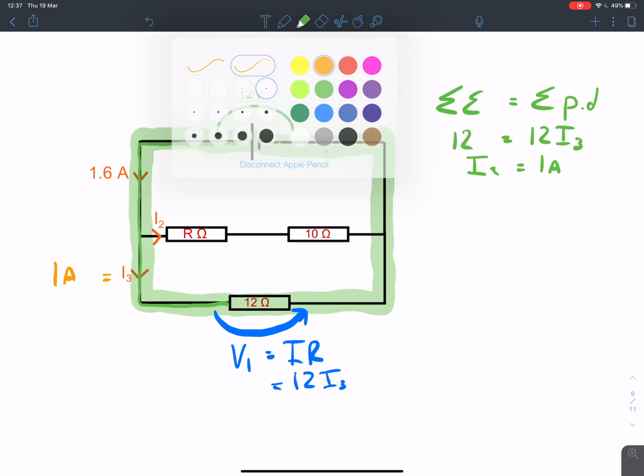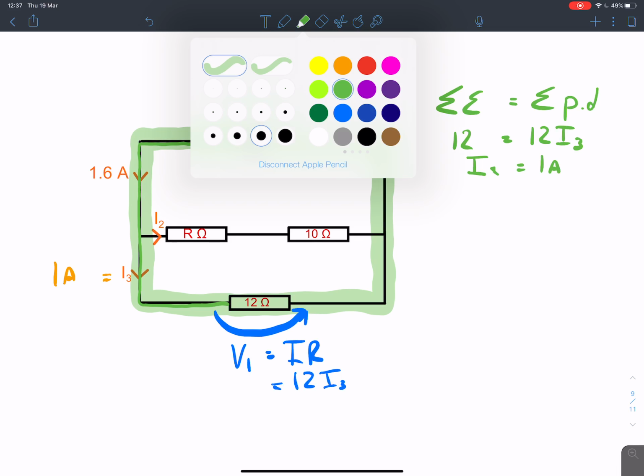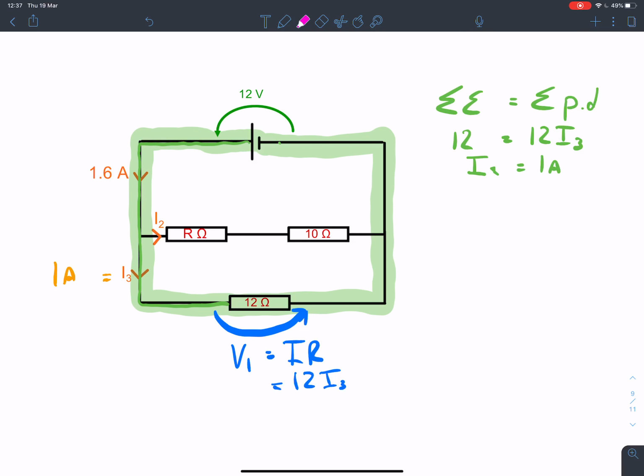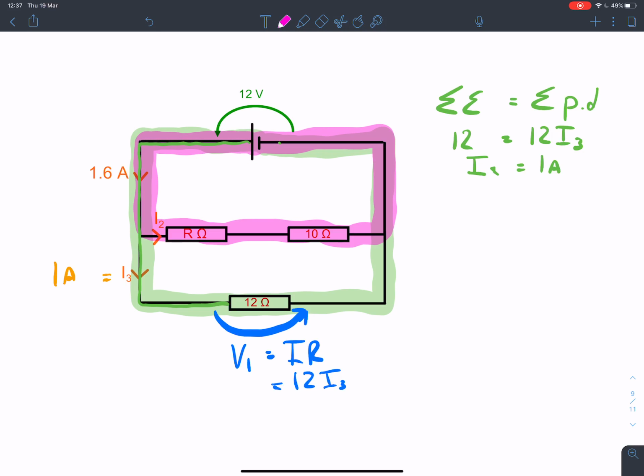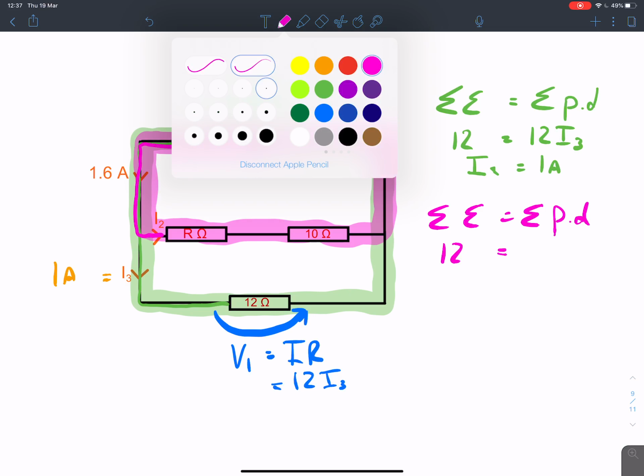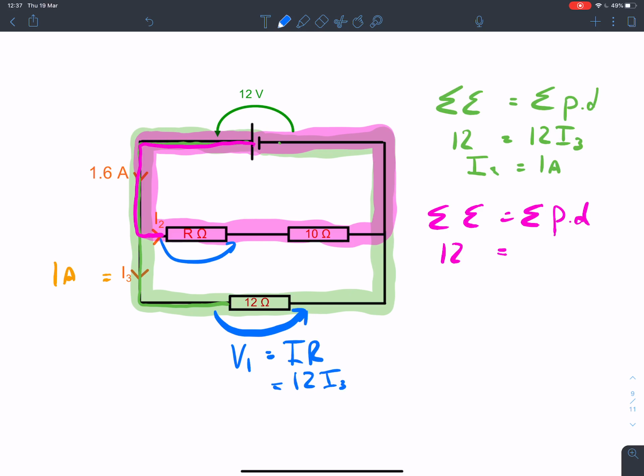Let's think about another loop. Let's do this one in pink. So we did that bottom resistor. Let's pick this route now. As before, we're going to follow around the loop. We've got a 12 volt cell again. Let's follow this around. Here we're going to get to another resistor. We don't know what this one is. We've got two unknowns.